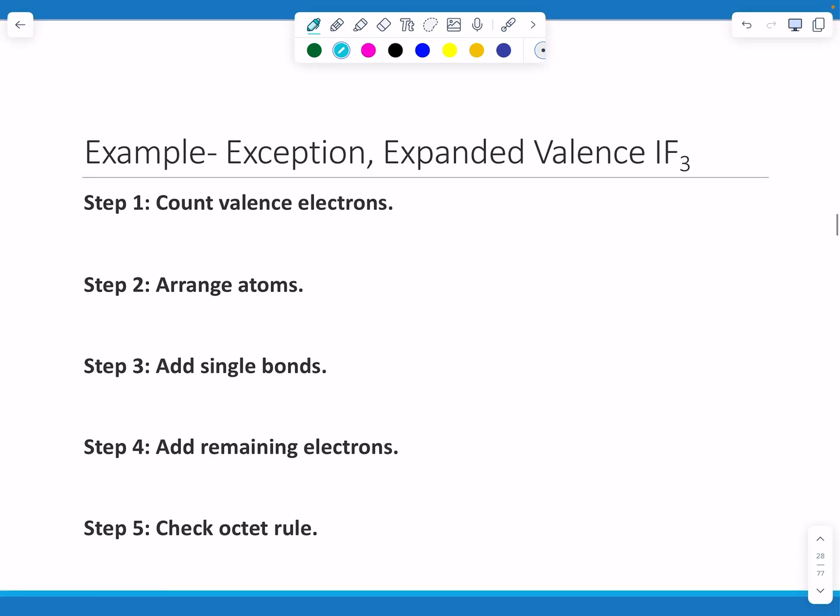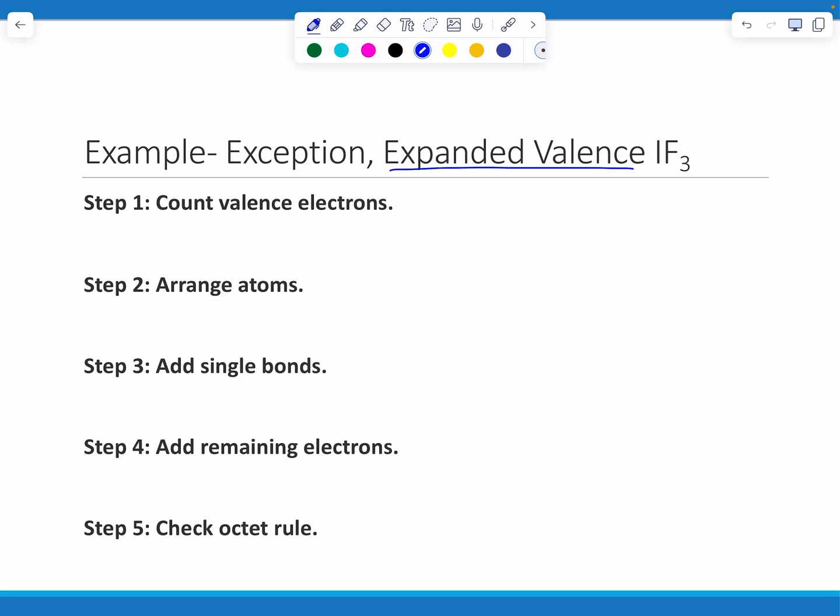All right, so let's talk about IF3. IF3 is going to be an example of our expanded valence. We're going to be able to go beyond the octet rule for this molecule. Iodine is way beyond the third row. It's in the p block. That's our element that's going to be able to have more electrons on it.